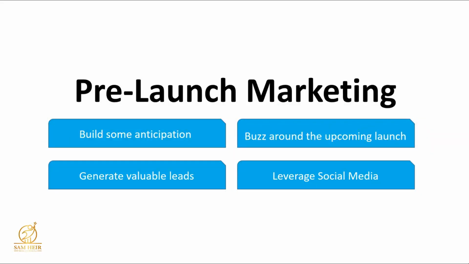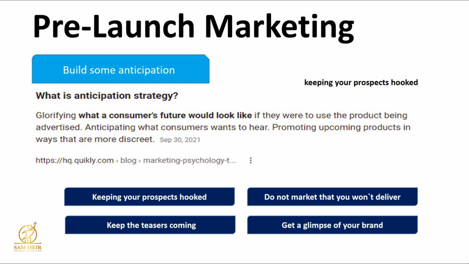Okay, so in this video, as we have 4 points, I'm going to go through each point separately and share an idea with you guys, so that you have a clear idea about what we are talking about today. So pre-launch marketing builds some anticipation, right? What it means is keeping your prospect hooked. So what is an anticipation strategy? I just copied this from Google. It says glorifying what a consumer's future would look like if they were to use the product being advertised, anticipating what the consumer wants to hear, promoting upcoming products in ways that are more discreet.